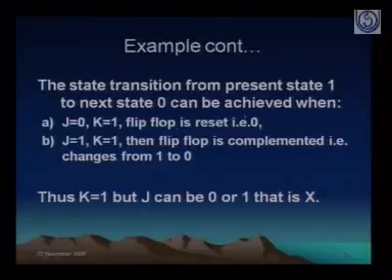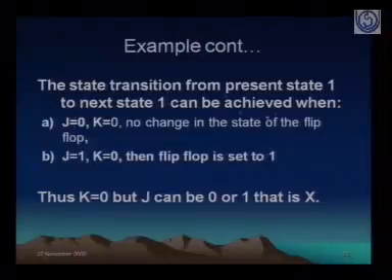So you can see that this particular thing we will be able to achieve. Then the next one: in this particular case, we are assuming that we were in state 1 and we want the next state to be 0. How can we get that? We reset the flip-flop, or we complement it. So that's what you see in this particular case. The J value can be 0 or 1, the K value has to be 1, and that's what you see in this particular situation.